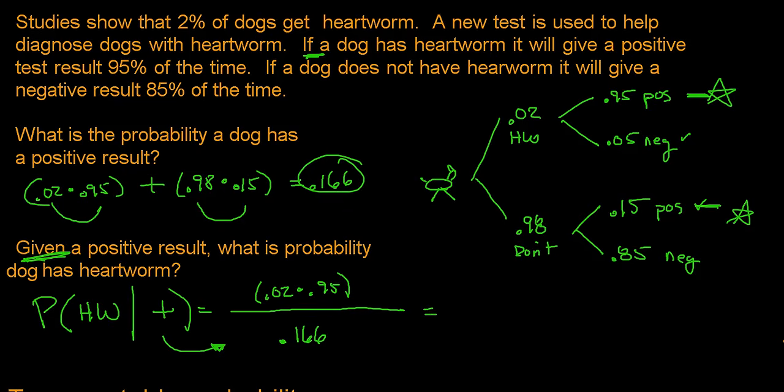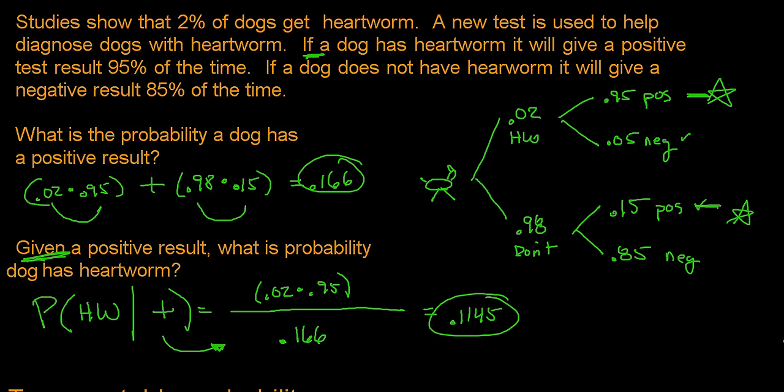0.02 times 0.95 divided by the 0.166, and I get 0.1145. And if you want to confirm on your calculator, you can. So that means that if I get a positive test result for my dog, there's only about an 11% chance that my dog actually has heartworm.